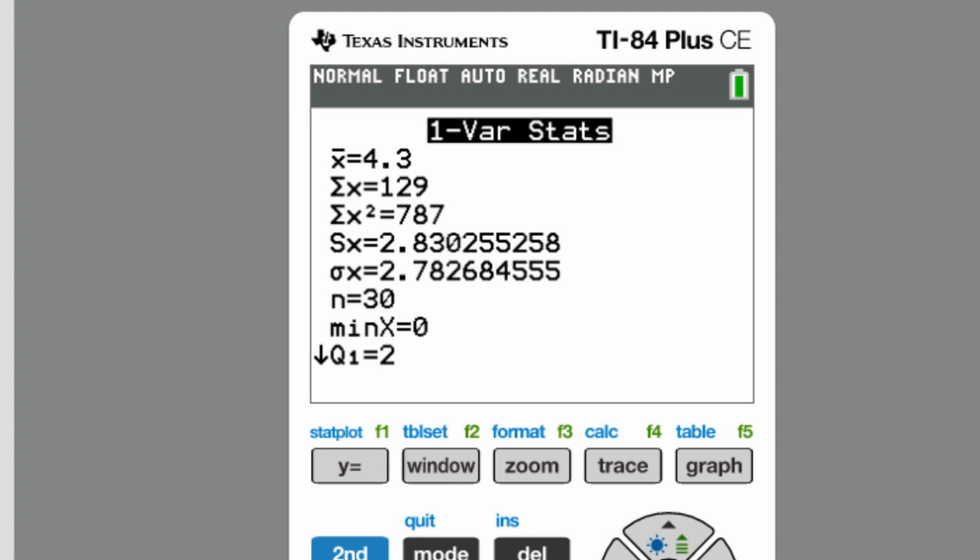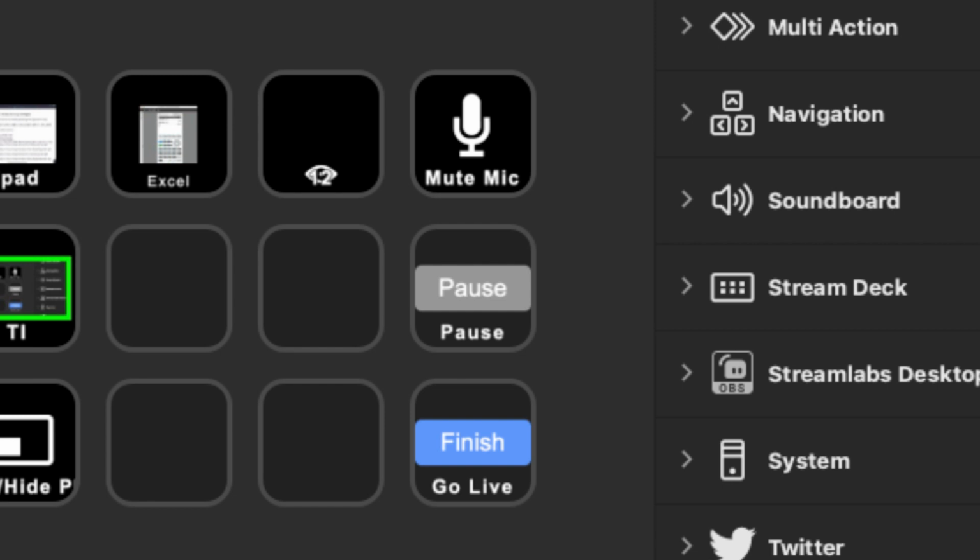So if I go to my sheet here, we want the 5-number summary. So maybe what I'll do is I'll just write this down here. Let's go to the iPad. I know this is not working for me today. Stream Deck. Oh no, Stream Deck just seems to be not with us today. Okay, so we're going to go to the iPad.